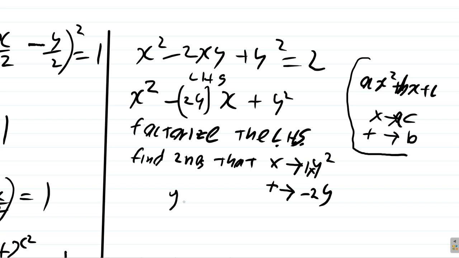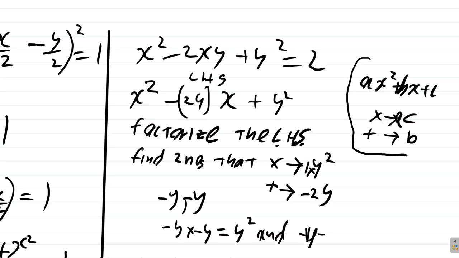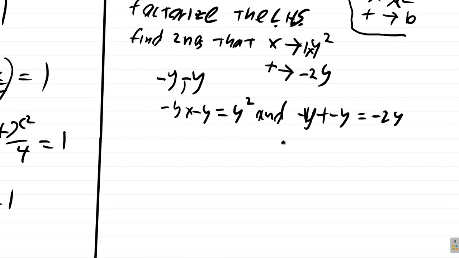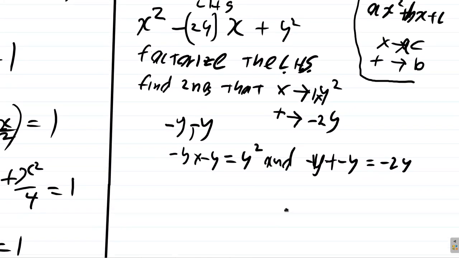Well, if we try y and y, they multiply to give y squared. The problem is they add to give 2y, not negative 2y. So let's try negative y and negative y. Negative y times negative y is equal to positive y squared, and negative y plus negative y is negative 2y. Alright, so negative y and negative y are the two numbers.